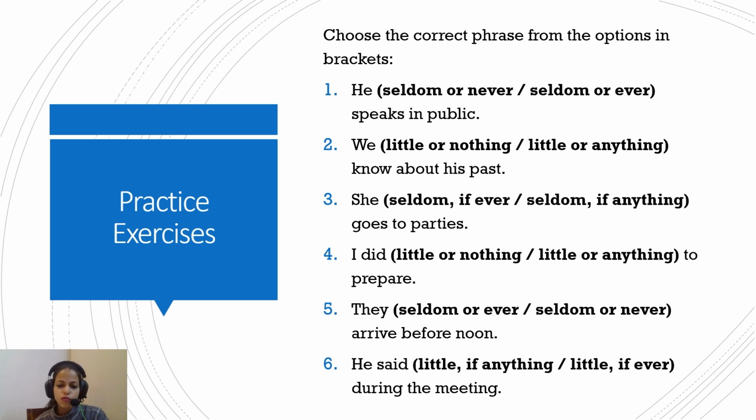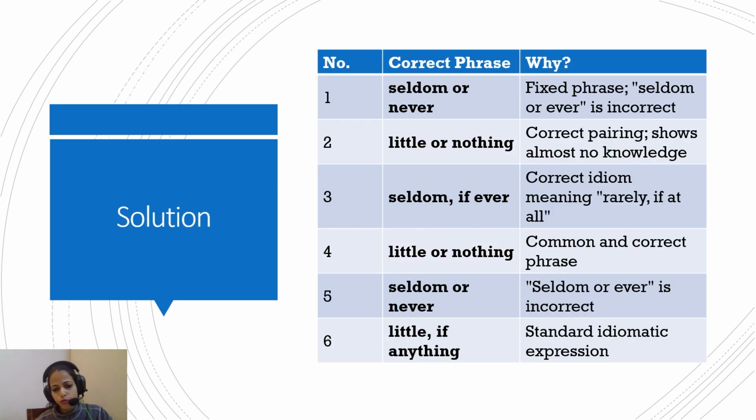They dash arrive before noon. Seldom or ever, what is that? Seldom is very close to no. So you say seldom or never. It's like saying 90 to 100%. But seldom or ever is like saying 1 to 100%. It doesn't make sense because seldom is close to never. So just remember it like that. So it's seldom or never arrive before noon.